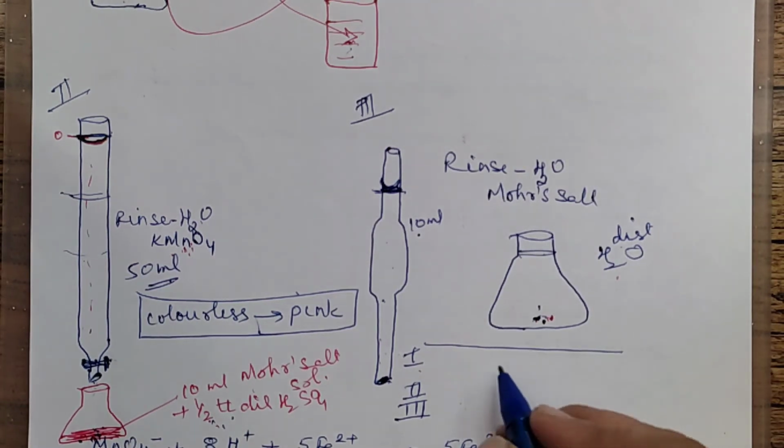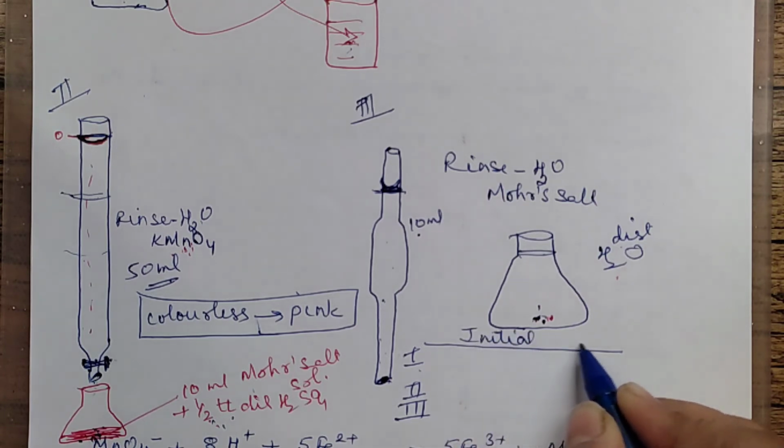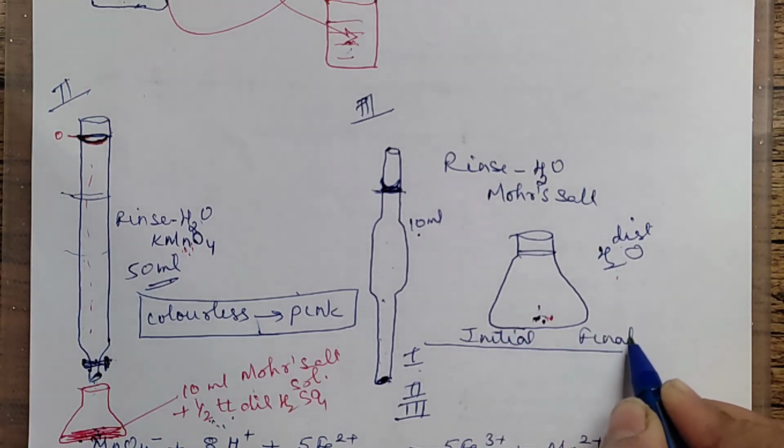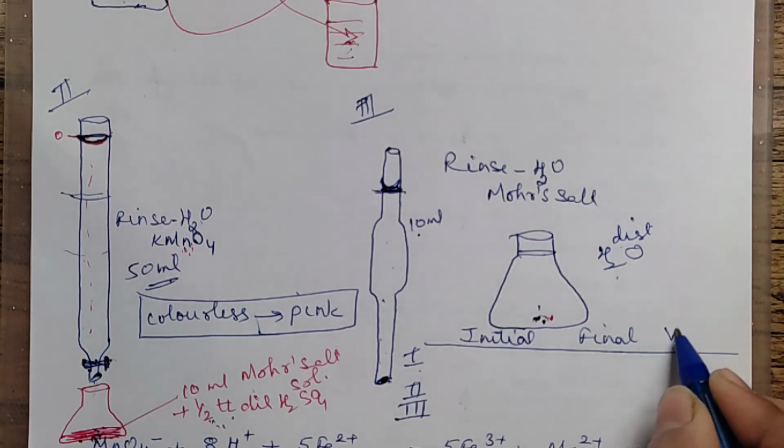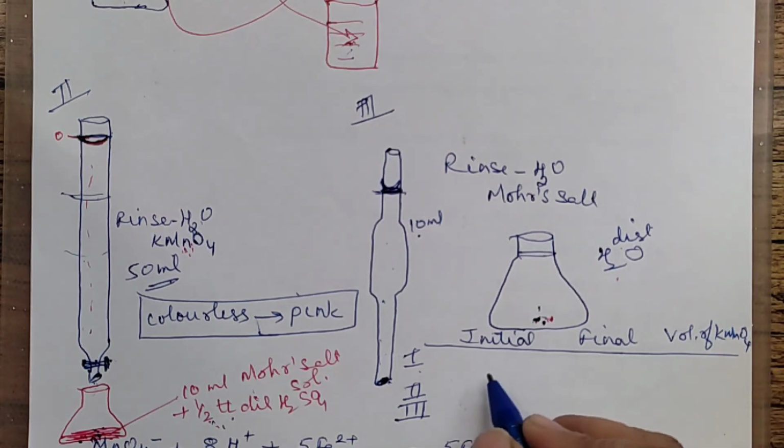So you can have here the initial burette reading, final burette reading, and how much volume of KMnO4 is used. Say the initial reading, a rough example I'm giving.